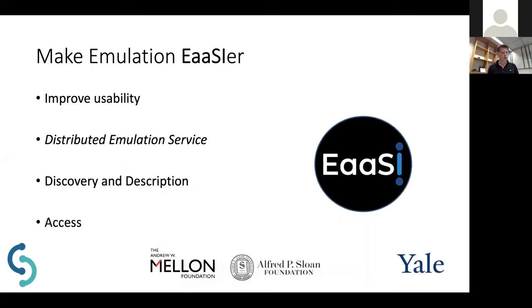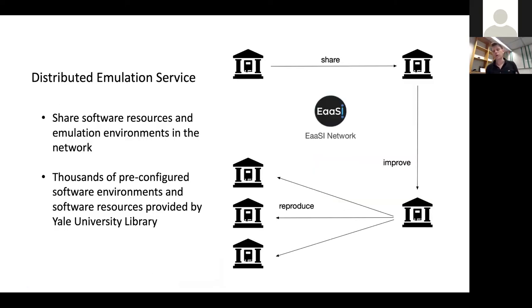So why EaaSI? Emulation as a service scales well technically so far, but it did not scale well with users. So the goal of EaaSI is to make emulation easier and more accessible, improve usability and the UI. The UIs will be improved, which will be presented in a different webinar, I think. Make emulation a truly distributed emulation service. This is what I covered today. Improve discovery and description, as well as the access options. But I'm focusing today on the more technical part and on the vision of emulation as a truly distributed service.